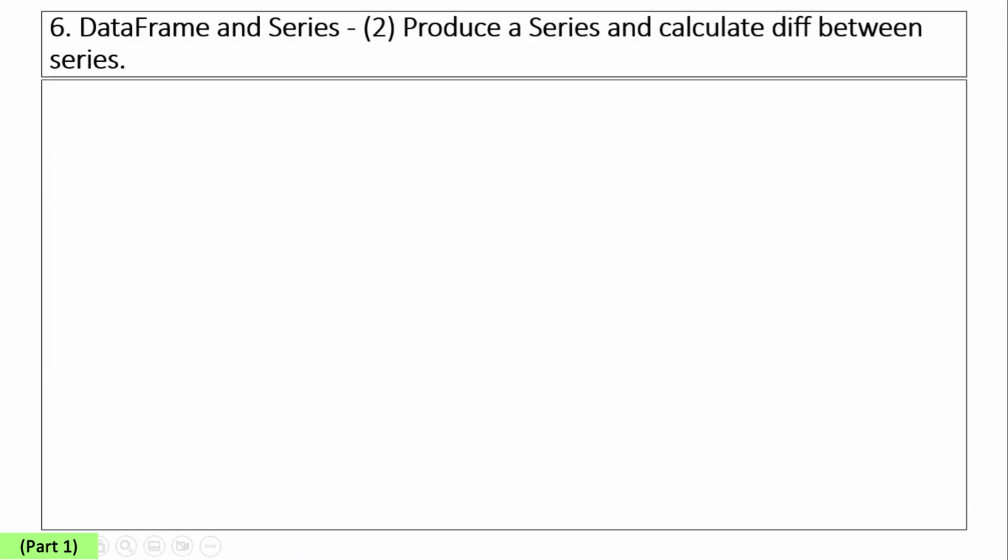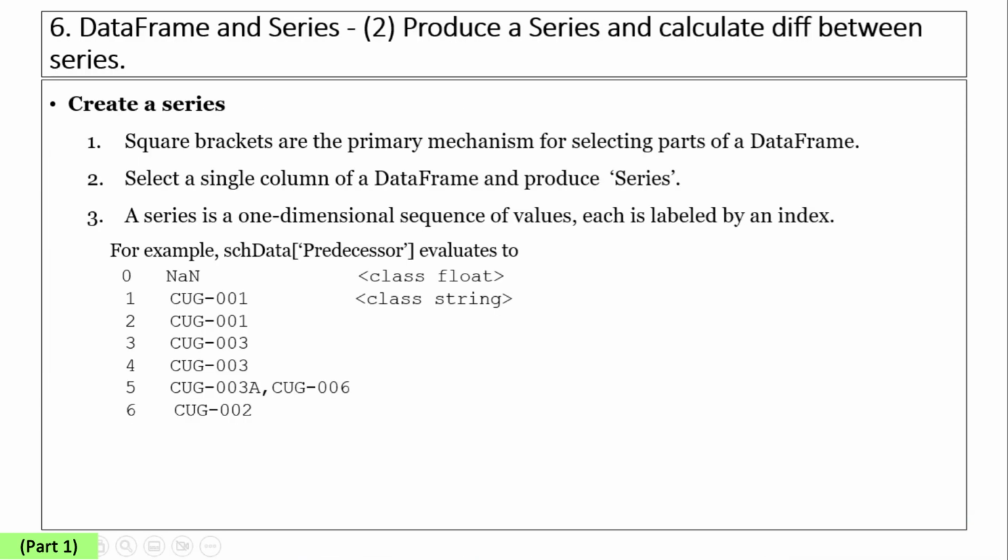A series, a one-dimensional sequence of values, is created by selecting a single column of the data frame. Square brackets are the primary mechanism for selecting parts of a data frame. Select a single column of a data frame by specifying a column name within the square brackets, and it produces a series as the type of this object. A series is a one-dimensional sequence of values, each labeled by an index.